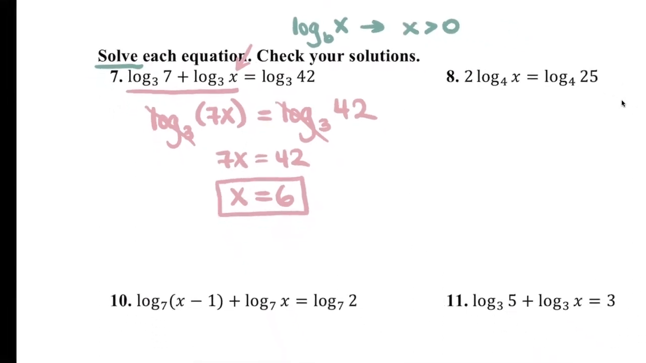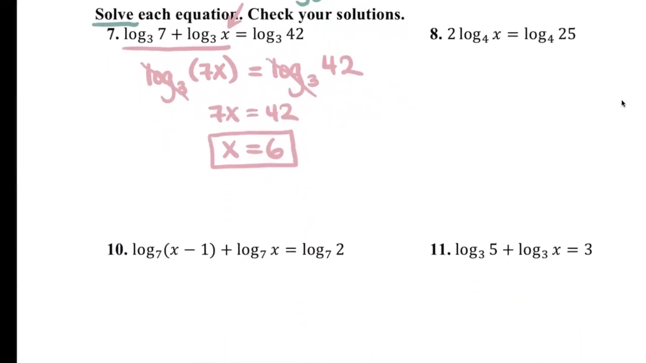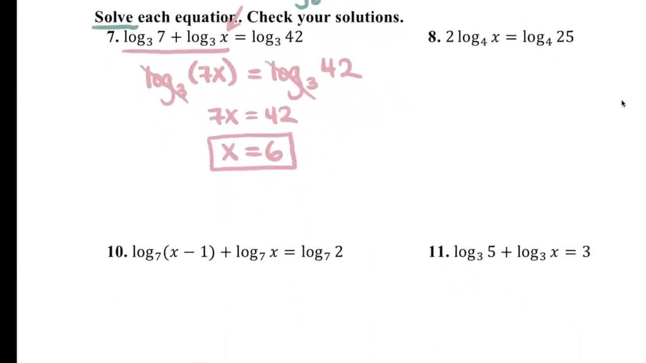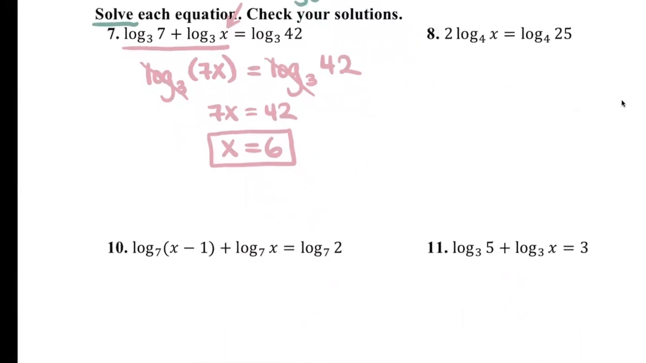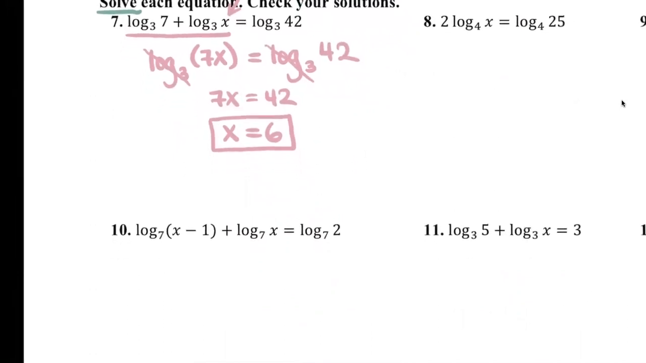All right, let me go ahead and show another one. Let me jump to number 10, since that's a little more similar. All right, so number 10, same thing. I have 2 logs. I have one here, I have one here. And I want to combine that to be one single log. So I'm going to multiply the arguments. So log base 7, and this is going to be x times x minus 1 on the inside of that log.